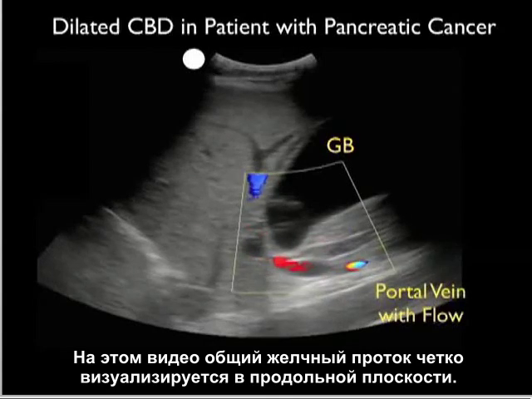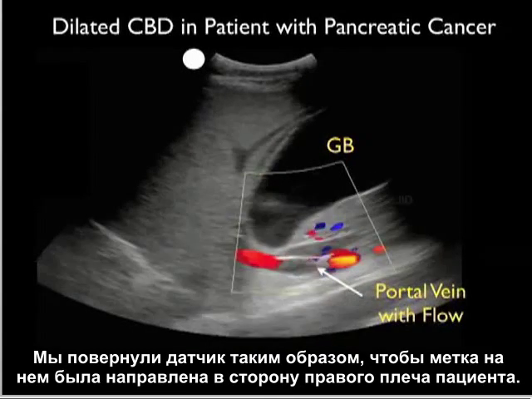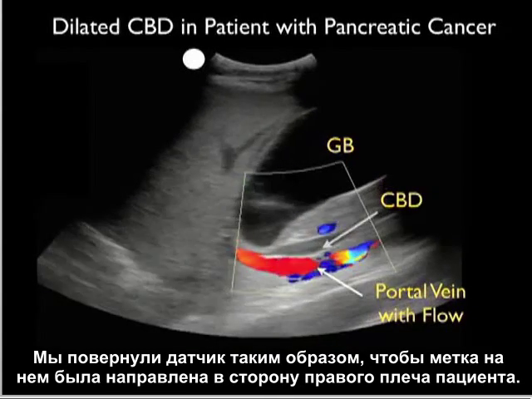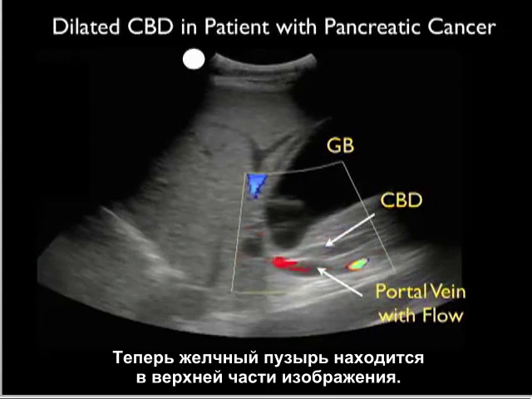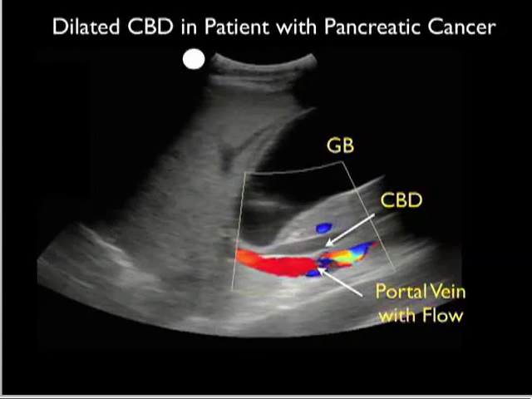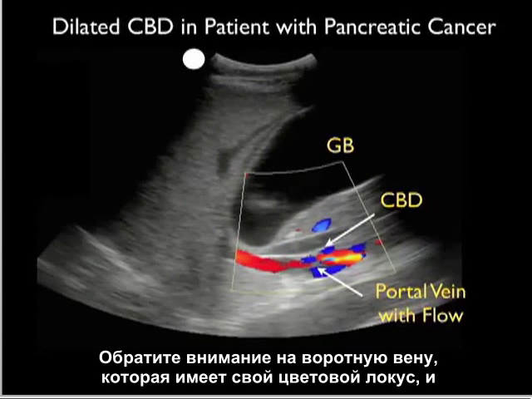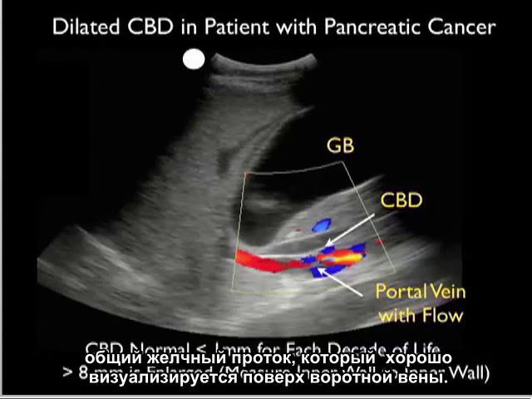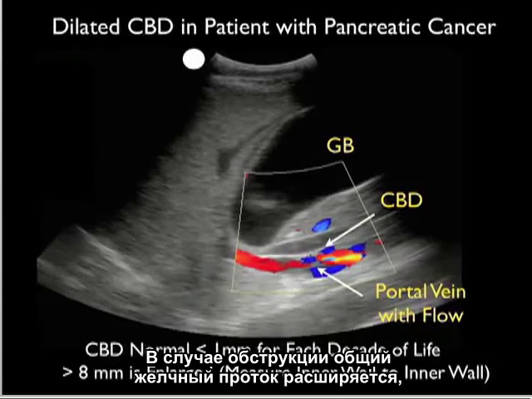In this video clip, we can appreciate the common bile duct and portal vein in more of a long axis configuration. We've turned the probe so now the probe marker is over towards the patient's right shoulder, and we see the gallbladder towards the top of the image, and notice here we see two parallel channels towards the bottom aspect of the image here. Notice the portal vein with Doppler flow, and on top of the portal vein we can appreciate the common bile duct.